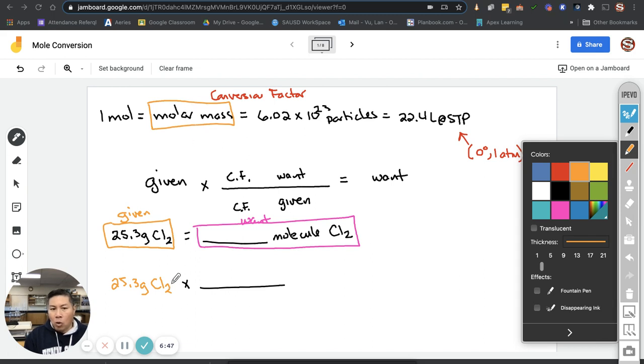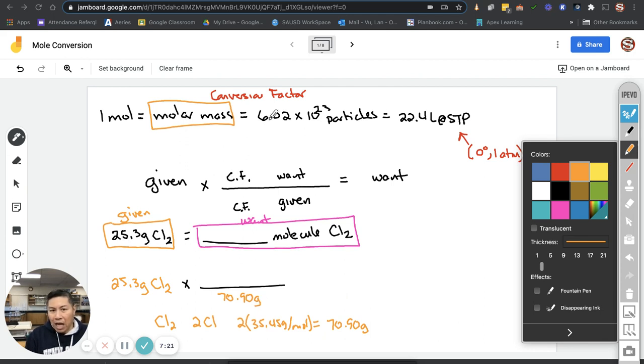So I know that the molar mass of chlorine, this is what we did in the last lesson, would be 2 chlorine. And 2 chlorine is 2 times the 35.45 grams per mole, right? That means that 2 chlorine is going to be 70.90 grams. So I know what the molar mass is. It's going to be 70.90. So where am I going to put that? Since it's a given, I'm going to put it on the bottom. So this would be 70.90 grams of chlorine right here on the bottom.